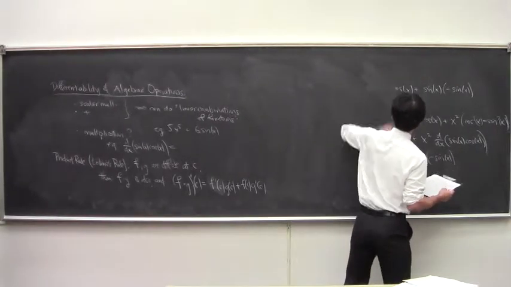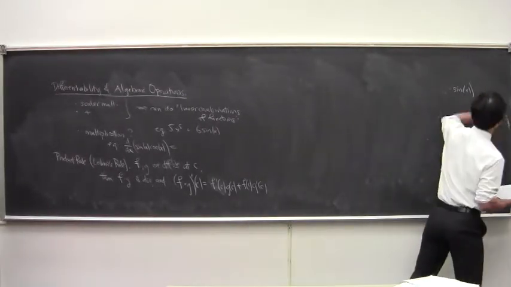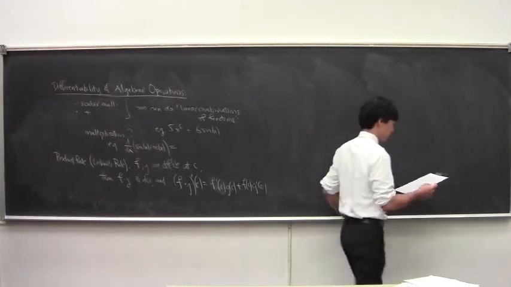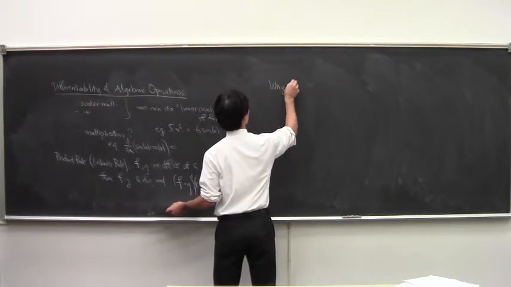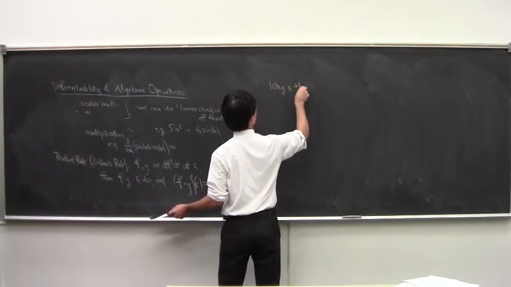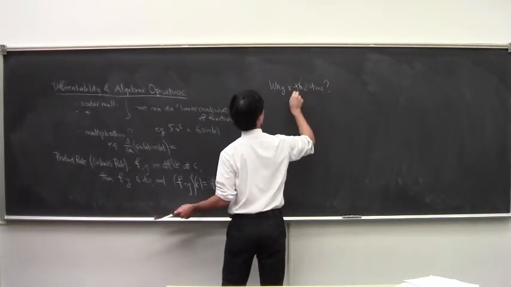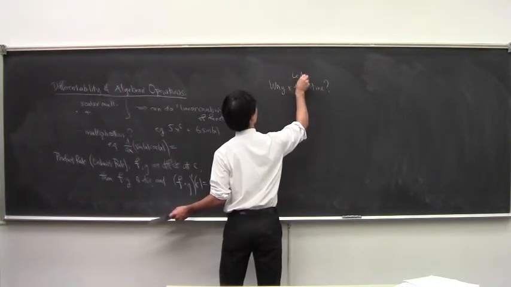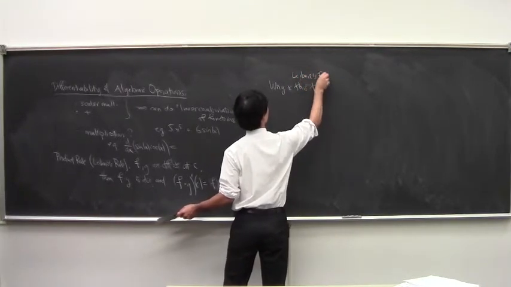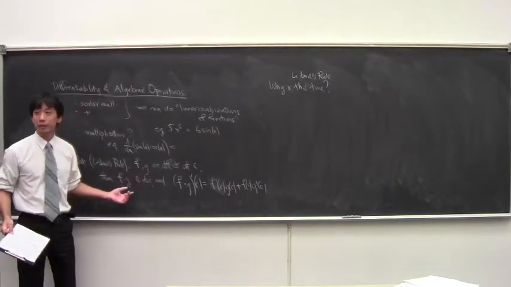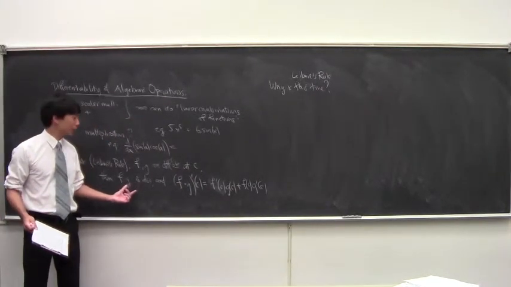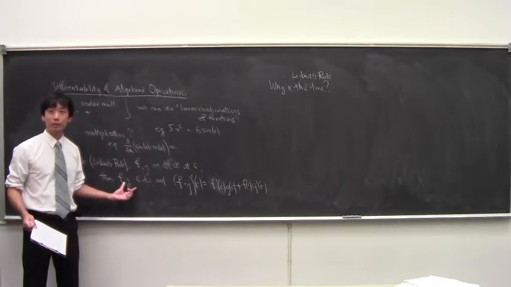Let me sketch out why this works. Why should we believe this? Why is this true? Why is Leibniz's rule true? Because most people, when they first see this, if you ask somebody who hasn't seen differentiation before, what's the derivative of a product?